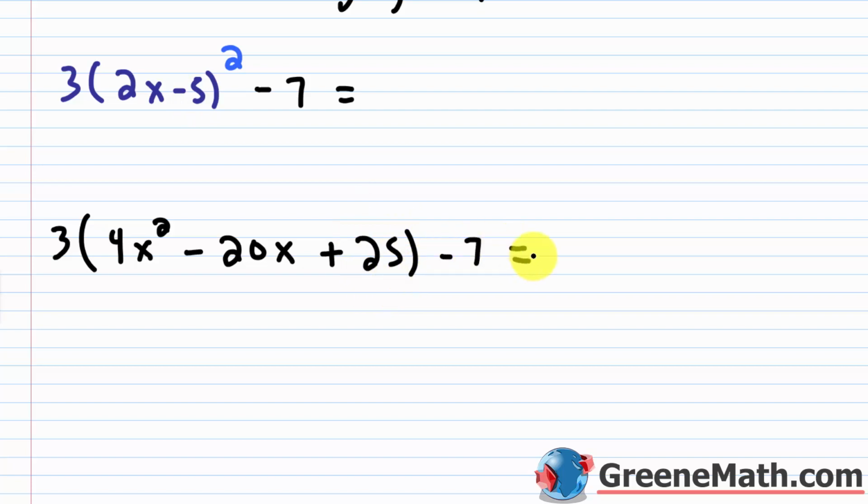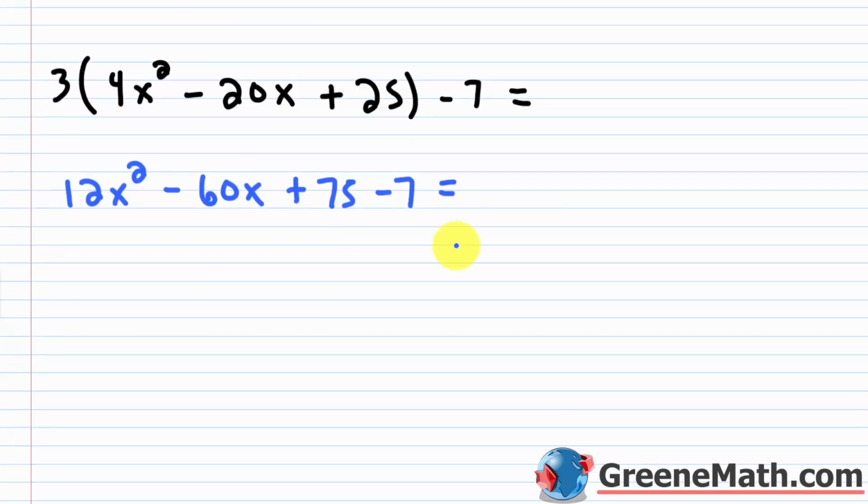Okay, so what do we have? So we're just going to multiply the 3 by each term. 3 times 4x squared is 12x squared. Then minus 3 times 20x is 60x. Then plus 3 times 25 is 75. And then minus 7. So what is this going to be equal to? Well, we have 12x squared, can't do anything with that. You have minus 60x, can't do anything with that. But then you have 75 minus 7, which is 68. So then plus 68. Okay, so g of f of x is 12x squared minus 60x plus 68.